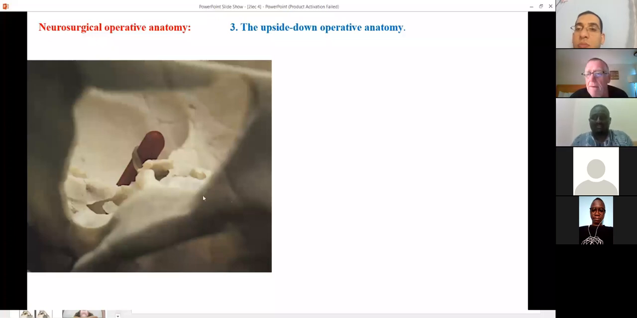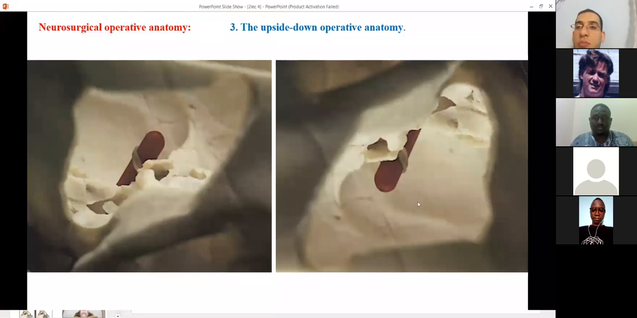So this is the usual site of the basilar artery if you are opening the skull in this way, like a terminal approach. But in the real operative field, the view will be like this, because the patient is upside down. So the terminal approach will show the tip of the basilar pointing down instead of pointing up as in the anatomical illustration.